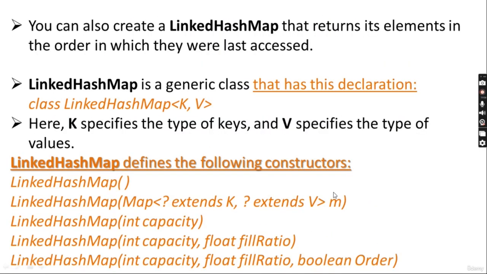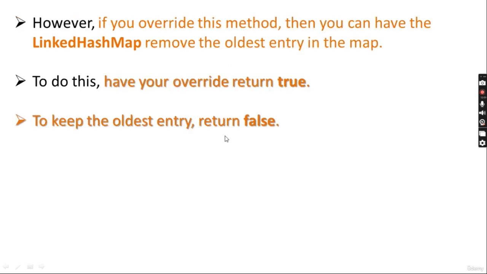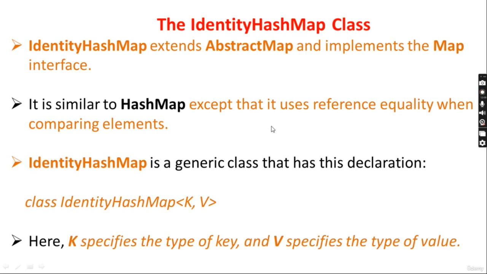Okay, this is the overridden protected boolean removeEldestEntry. Have your override return true to remove the oldest entry. To keep the oldest entry, have your override return false. Okay. Then the IdentityHashMap class.